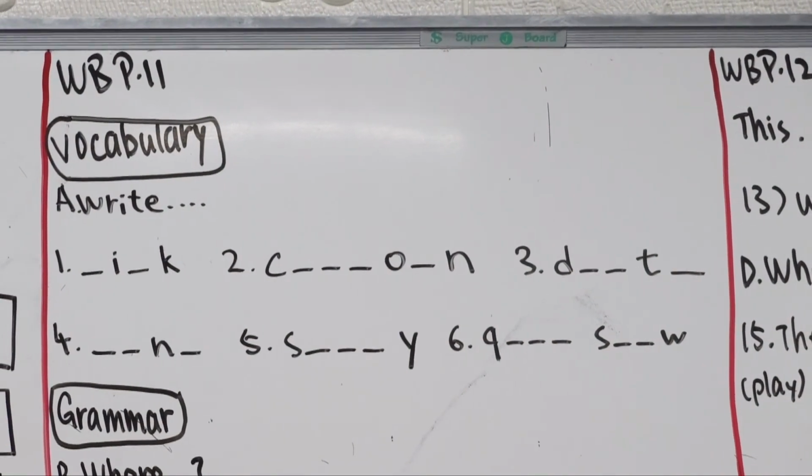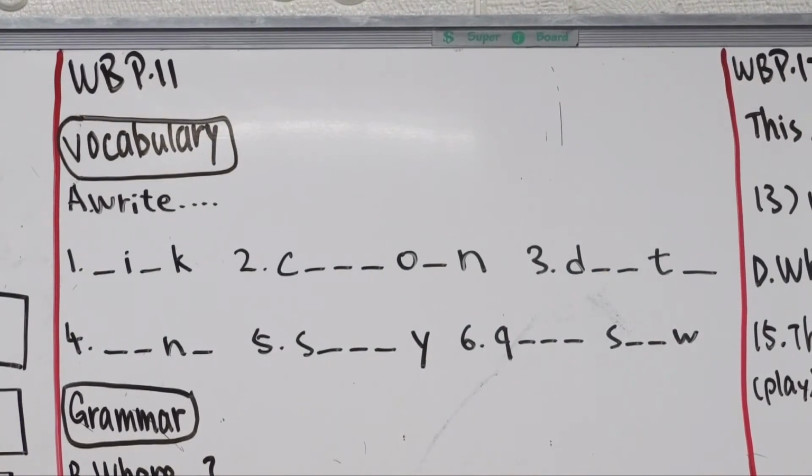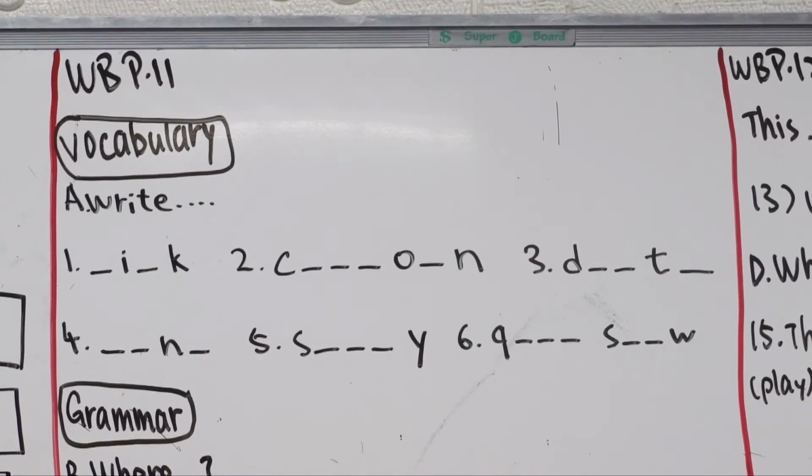So A, vocabulary. Write the words. So here are some blanks. You have to fill them in with the spelling of the words. So what does the first picture show you? That has letters I and K. Write it down. 2. What do you see? It's a picture of a TV, but inside of the TV there's something that kids love to watch. That has letters C, O, and N.